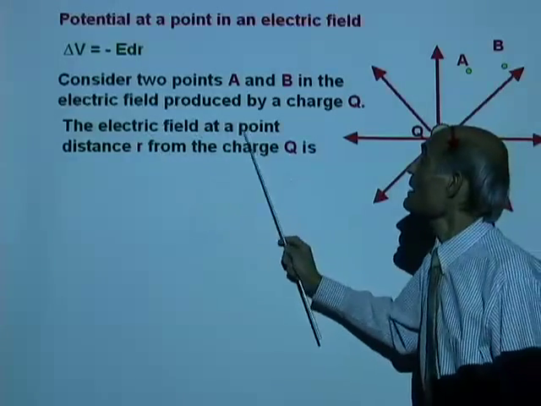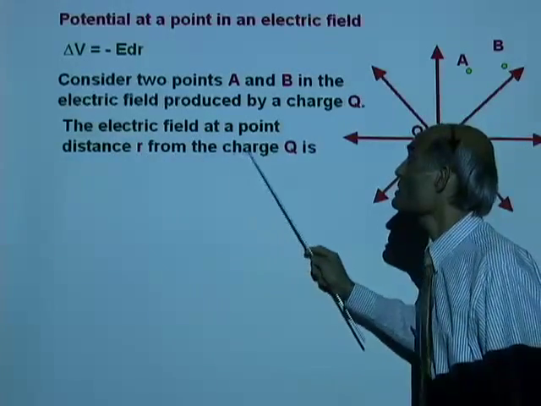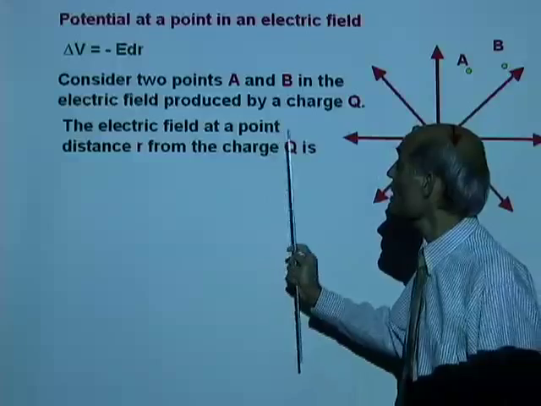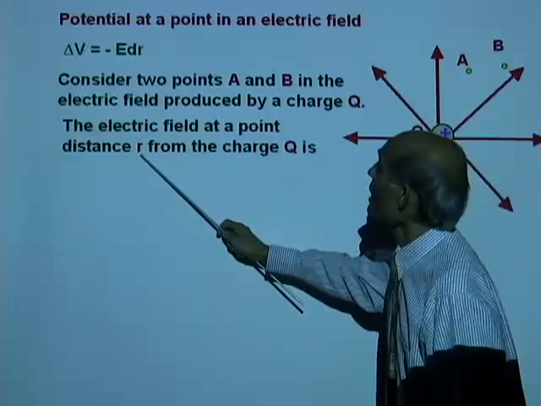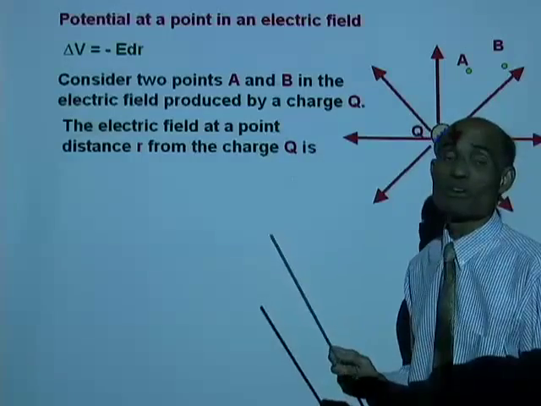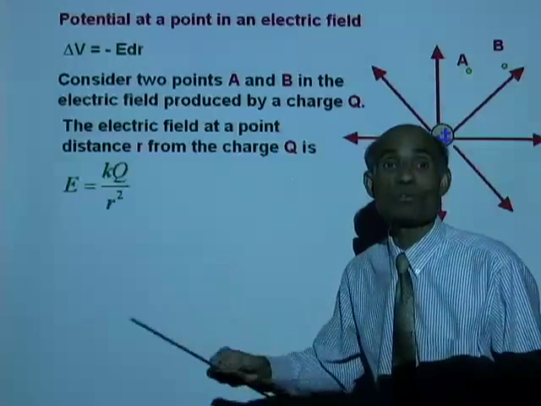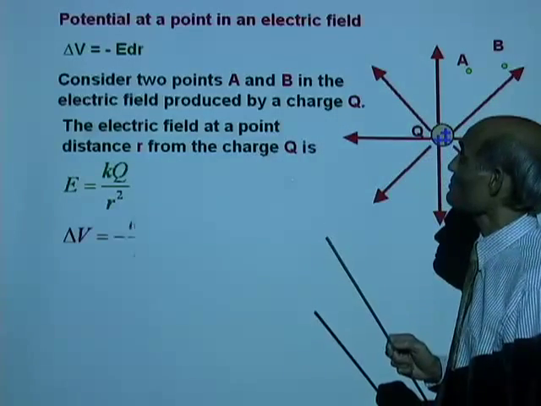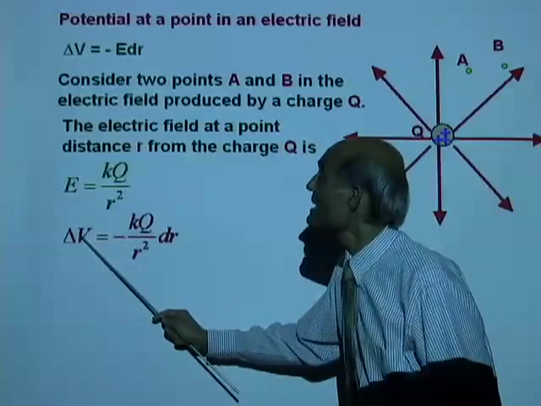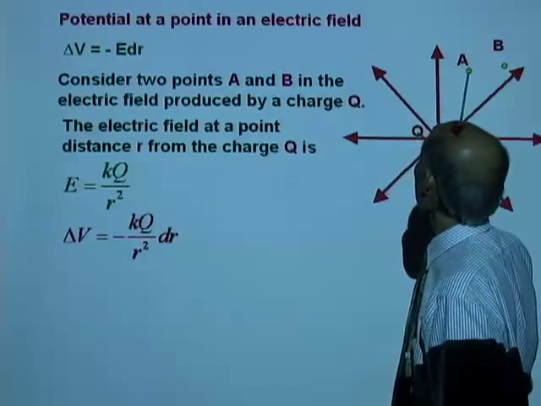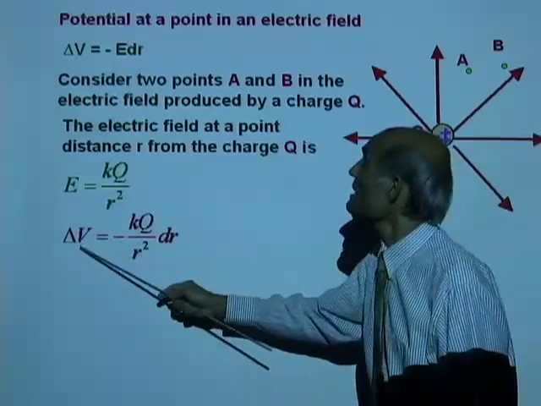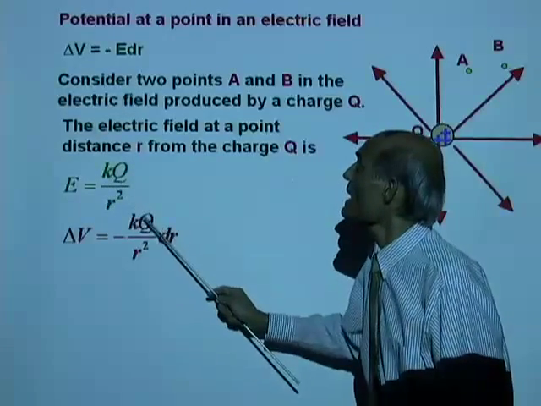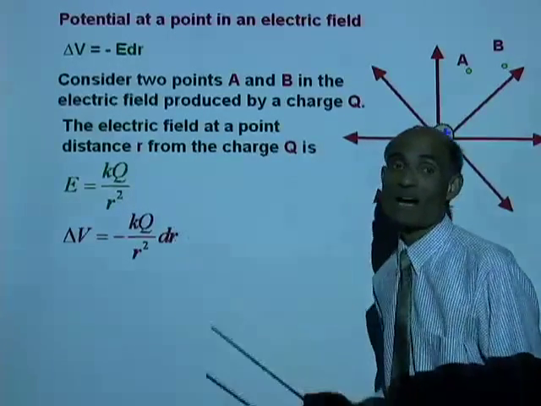The electric field at a point distance r from a charge Q. Alright, you can tell me that. What is the electric field at a point distance r from a charge Q? It will be kQ over r squared. E equal to kQ over r squared. Now that means delta V equal to, if you now apply that for point A, delta V equal to negative E, I'm going to replace E by kQ by r squared times dr.